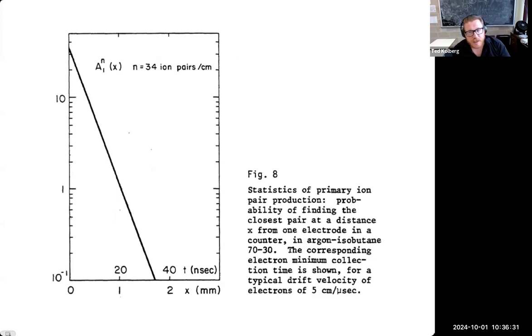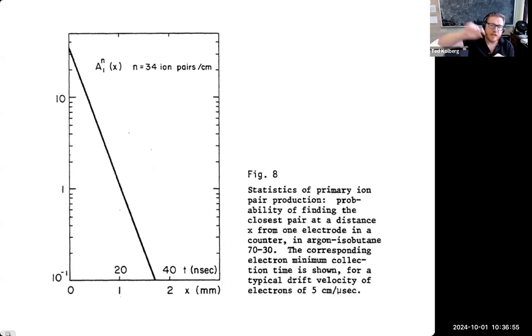Another interesting physics that's going on inside of these gas detectors is the impact of the statistical nature of the process on the time resolution of the detector. So this is a plot which shows a number of 34 ion pairs per centimeter, which I think is chosen because it's typical for argon, which, as we'll see, is an important gas for making these chambers.